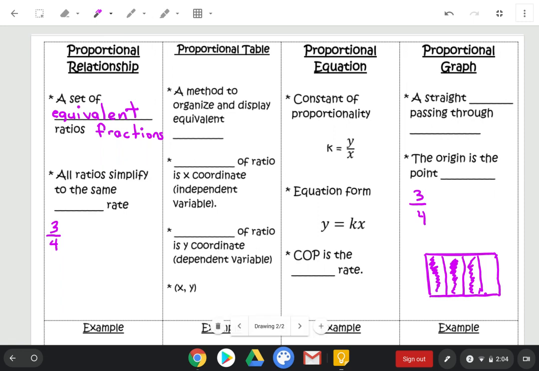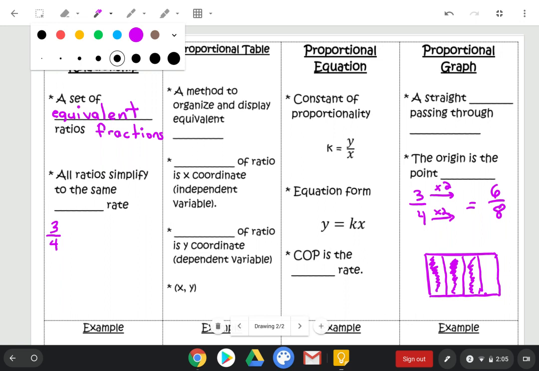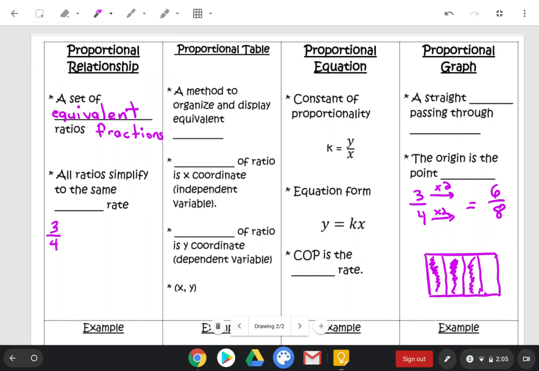What would happen if I multiplied 3 times 2 and 4 times 2? That would give me the equivalent fraction of 6/8. And I can also use my picture to demonstrate that 6/8 is an equivalent fraction.